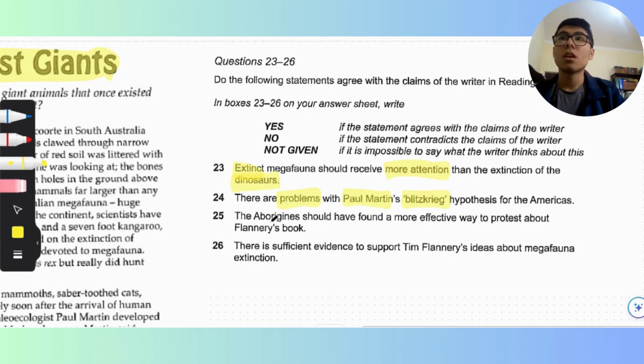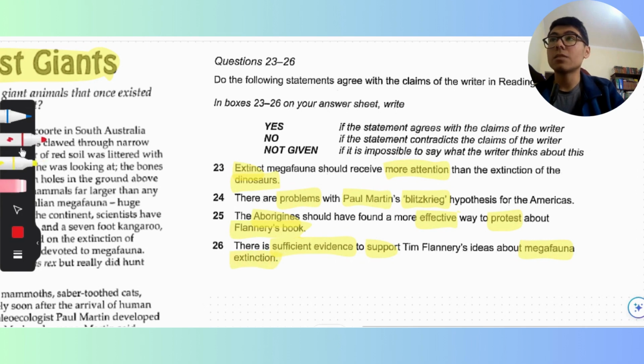The Aborigines should have found a more effective way to protest about Flannery's book. Flannery is also an unchangeable keyword. Aborigines is also an unchangeable keyword. There is sufficient evidence to support Tim Flannery's ideas about megafauna extinction.